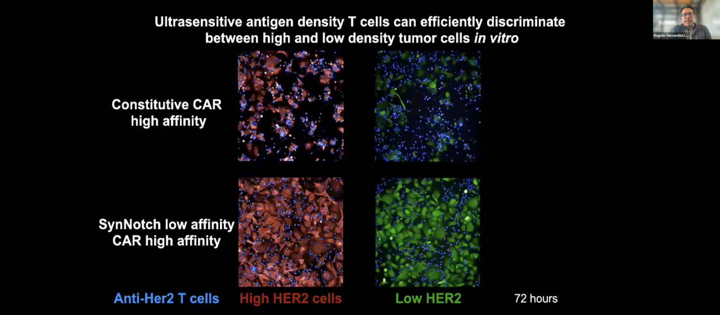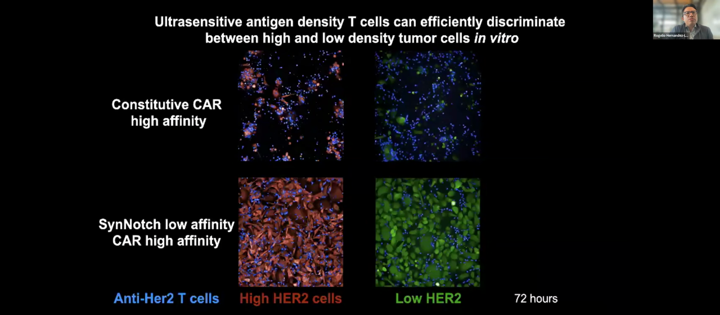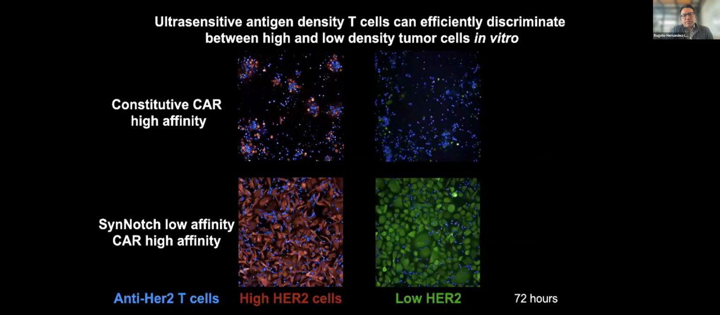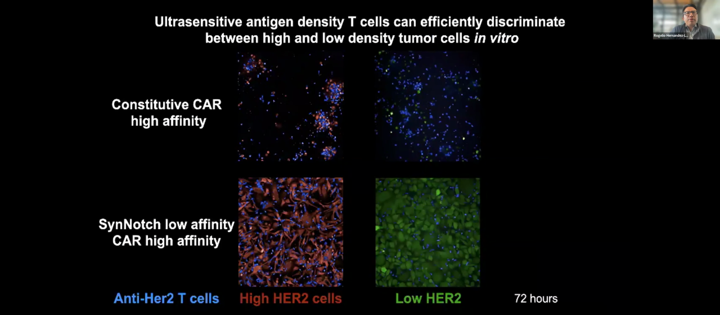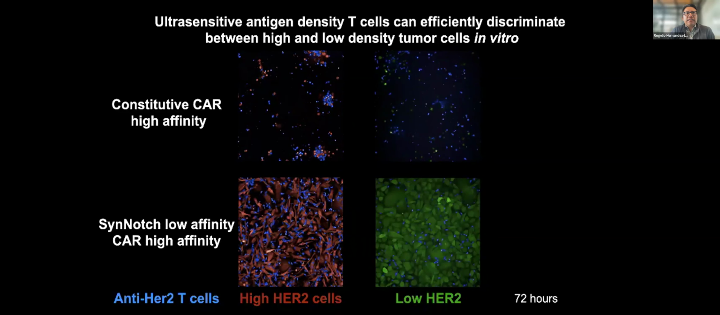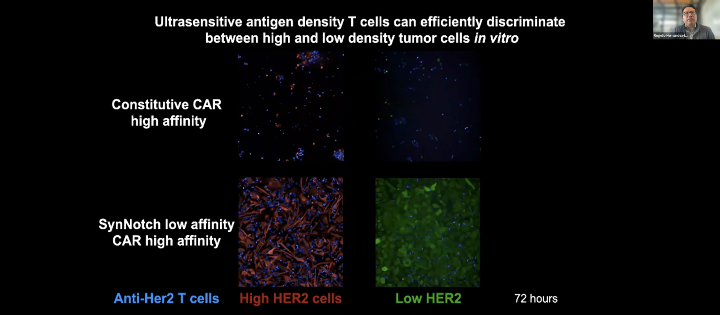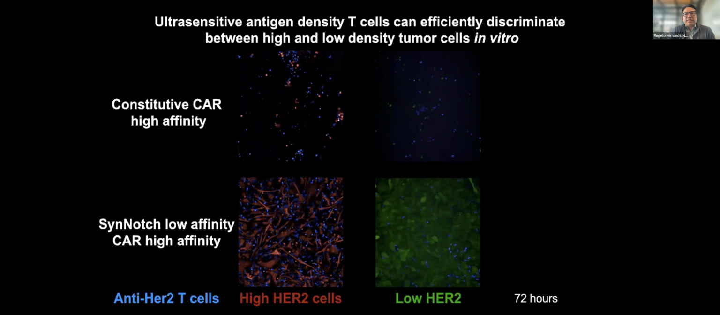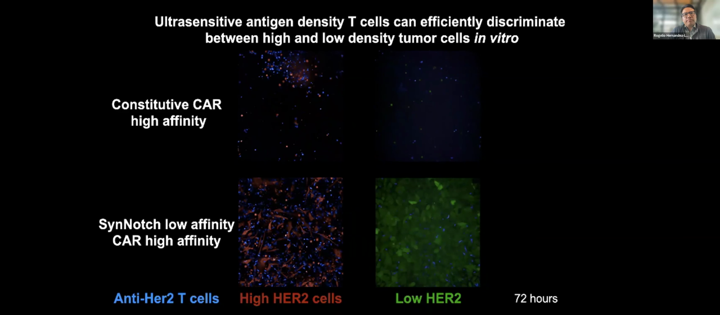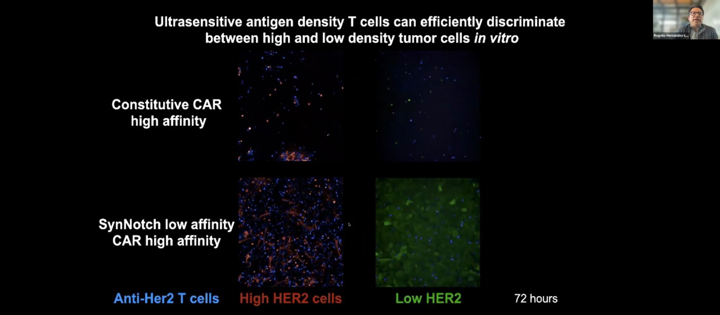So I'm going to show you now what happens if you do similar microscopy experiments to the one I showed you earlier, where I showed you that T cells that express the CAR molecule all the time will kill both cancer cells and cells that express lower levels of the antigen. And now I'm showing you the microscopy trajectories of T cells that were engineered with this circuit, synthetic notch low affinity to chimeric antigen receptor high affinity.